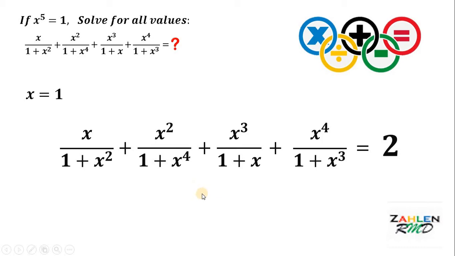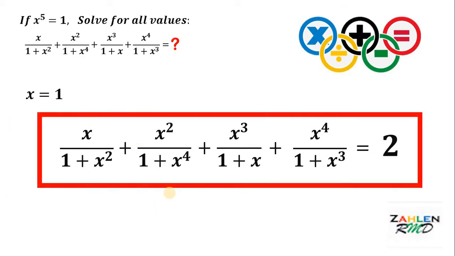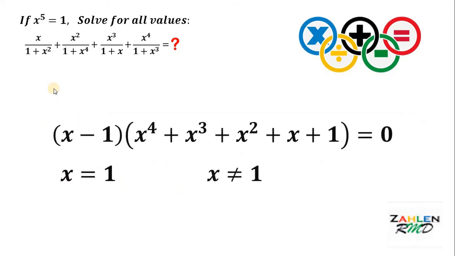Now the question is, is this the only value of this expression? Now let's have the second case. Now in first case, we know that when x equals 1, this expression will give us a value of 2. So we're done on this case. Now let's start solving the second case, when x is not equal to 1.